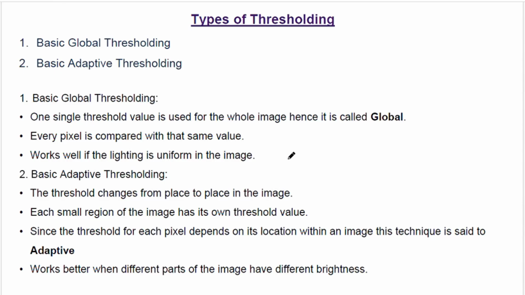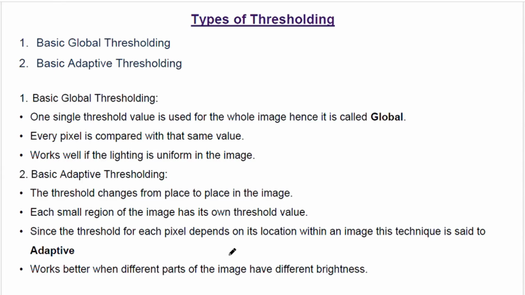Coming to basic adaptive thresholding, the threshold changes from place to place in the image. It is not constant. In the image, place means a neighborhood. If you change the neighborhood, automatically the threshold will change. Each small region of the image has its own threshold value. That is the same as I said: small region means the neighborhood.